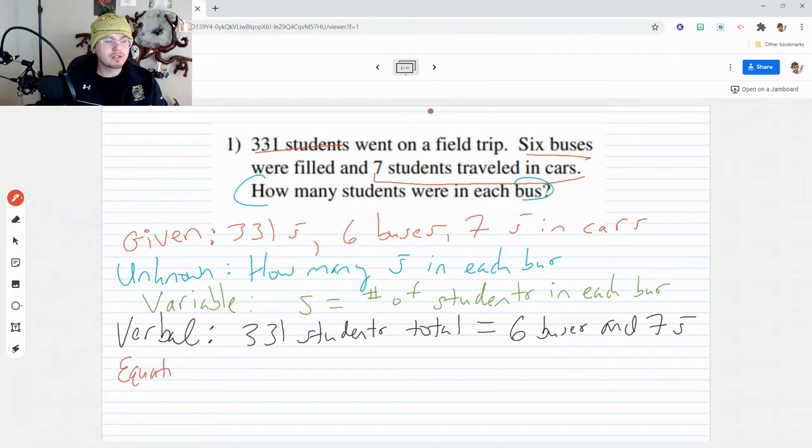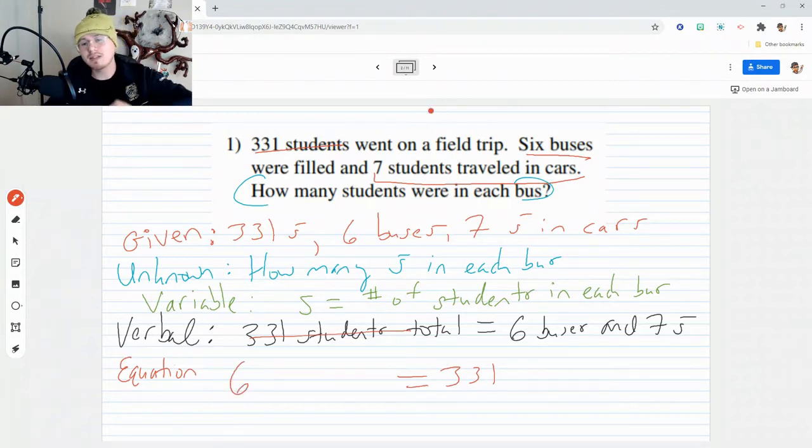equation. Every equation has a left side, a right side, and an equal sign. Remember, it doesn't matter if it's on the left or the right, but I usually like to put my total on the right. That's just my personal preference. You do you, though. I know that there's 331 kids total. I also know that there's 6 buses with students on them, but we don't know how many students are on the bus.